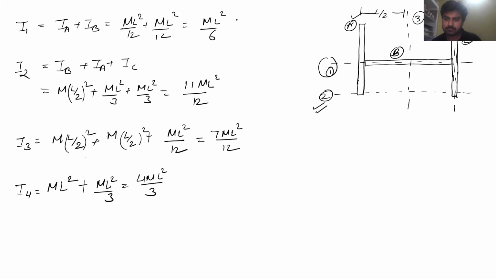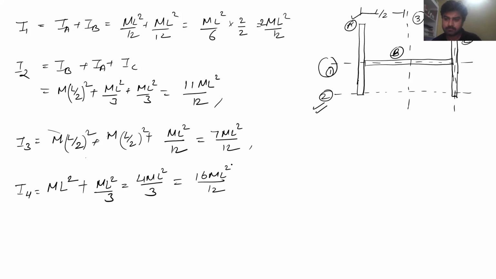Let's make it comparable. Let's multiply this by 2 up and down. So it will be 2 ml square by 12. This is 11 ml square by 12, and this is 7. Okay, let us make this also: multiply up and down by 4. So you'll get 16 ml square by 12. Now you can compare.